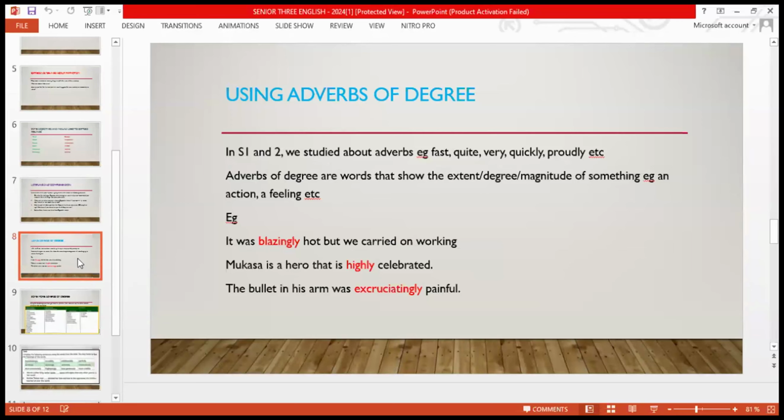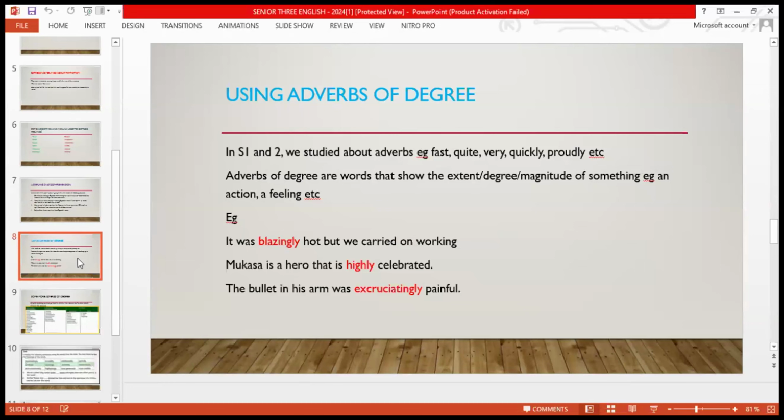Thank you so much, Hadia. So it's self-explanatory. Adverbs of degree are words that we use in English to show the extent of something. If your mother asks you to carry a saucepan and you say it is hot, to what extent? Yes, you can tell your mother it is very hot. It is quite hot.